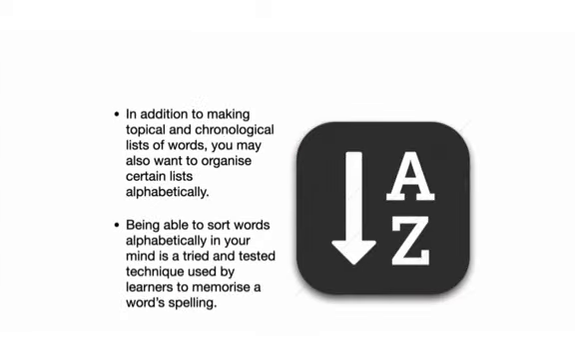In addition to making topical and chronological lists of words, you may also want to organize certain lists alphabetically. Being able to sort words alphabetically in your mind is a tried and tested technique used by learners to memorize a word's spelling.